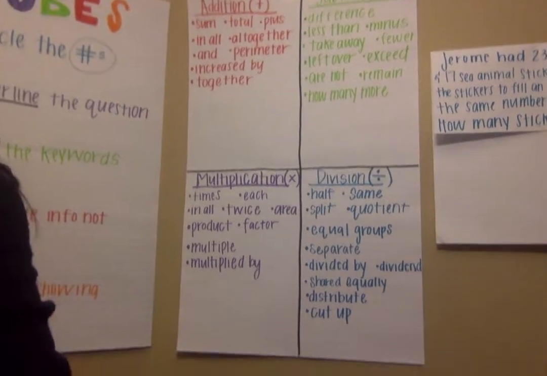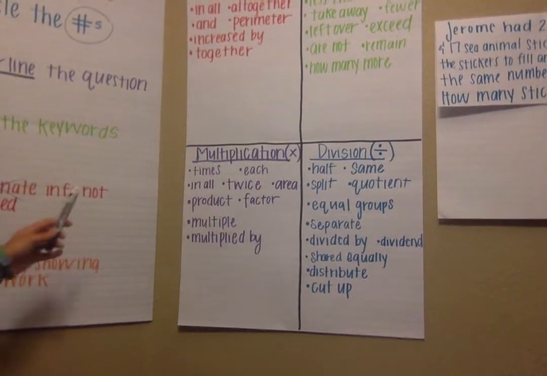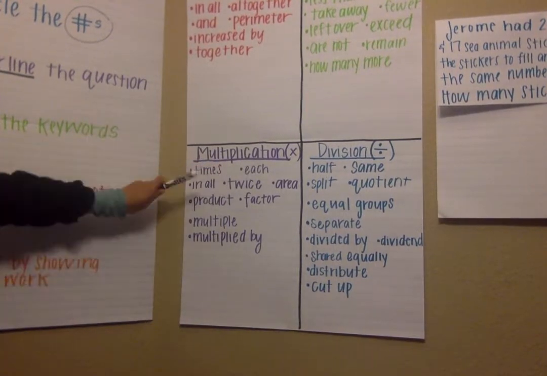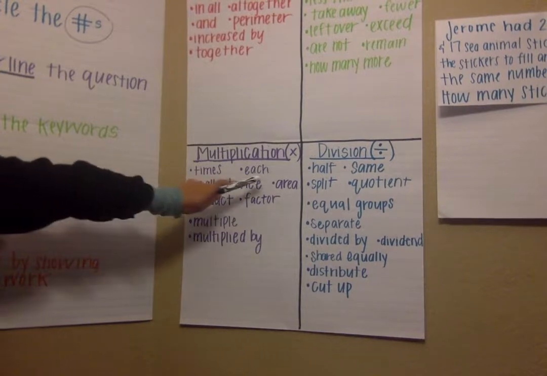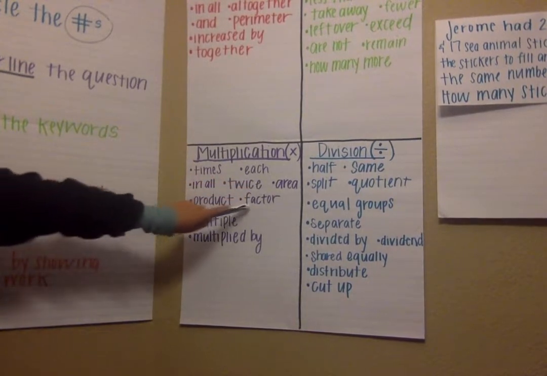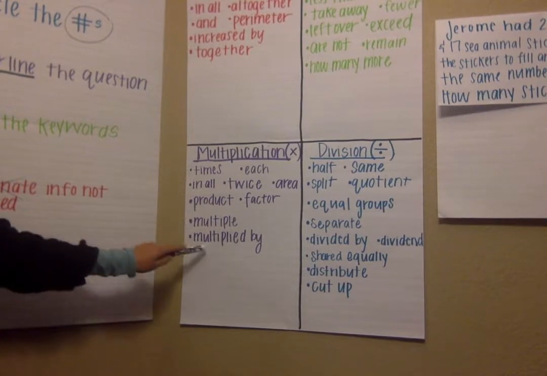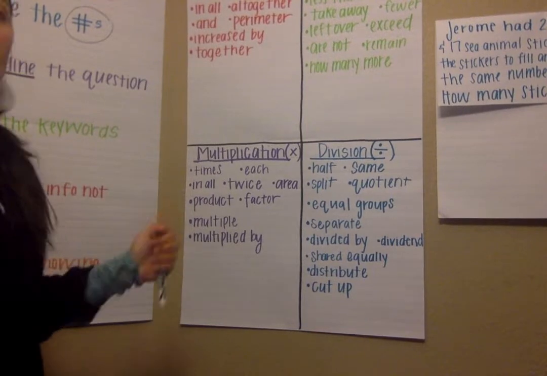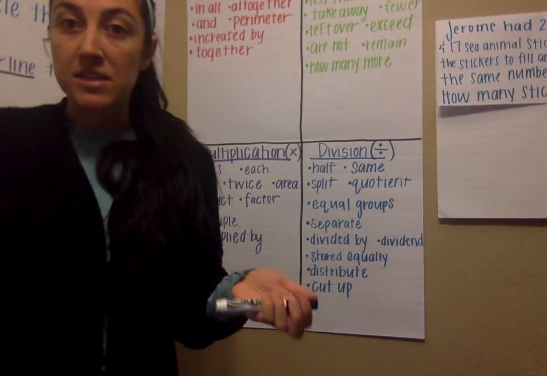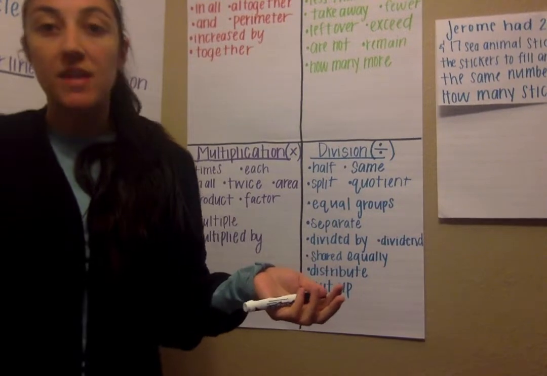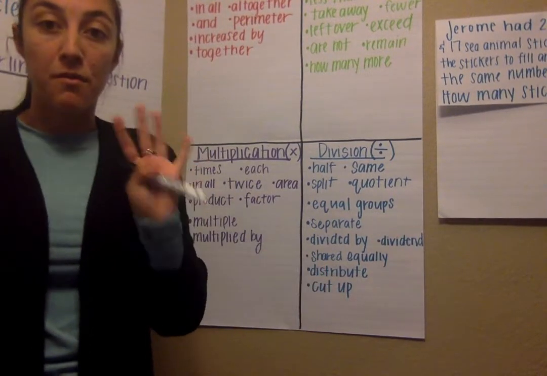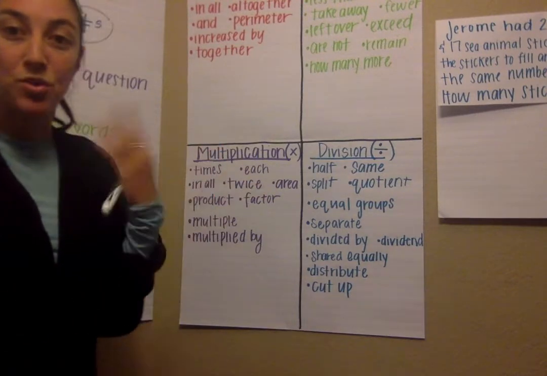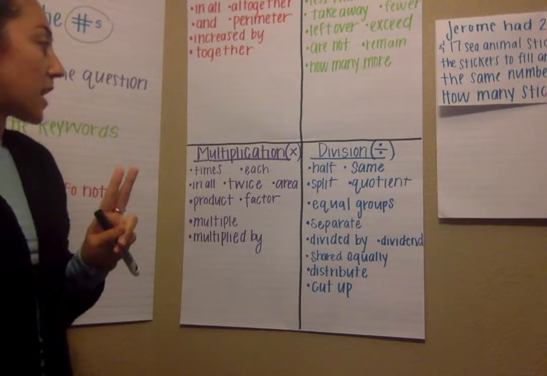For multiplication, some words that you might see are times, each, which is one we're going to talk about though, in all, twice, area, product, factor, multiple, or multiplied by. So if it said, Miss Gomez has 4 candies, but I have twice as many as she does, that means you need to multiply the number 4, the amount I have, by 2, because twice means 2, or double. So twice just means 2 times.